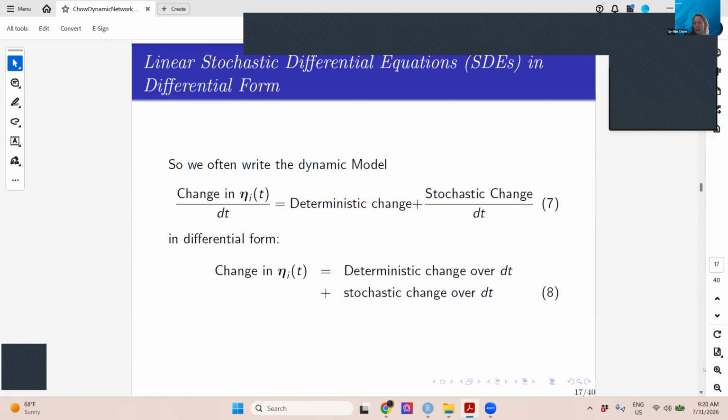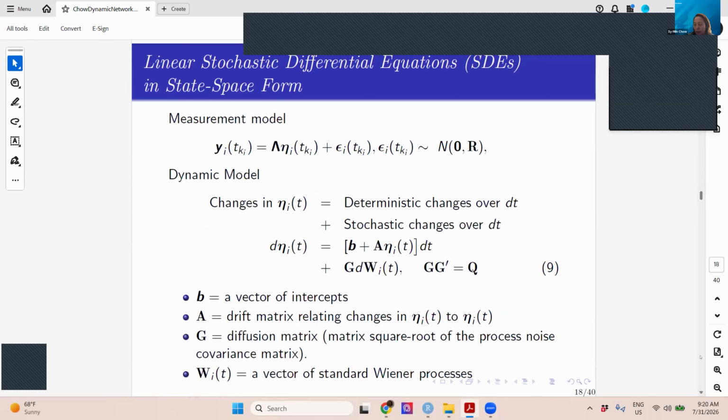Sometimes in the literature, you will see these equations written like this, right? Instead of change per unit of time, we express things in terms of changes over some amount of time, right? And the reason is that the process noises in continuous time systems have some interesting characteristics. In particular, we would write the change in eta over the time period of dt as a function of the vector of intercepts b.